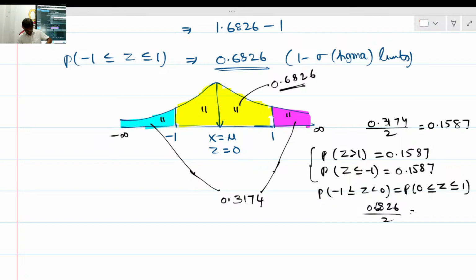0.6826 dividing by 2, 0.3413. This area is 0.3413. This area is also 0.3413. From 1 to infinity is also given. Below minus 1 is also given. Above minus 1: how can you find out above minus 1? Now this particular area is 0.1587.